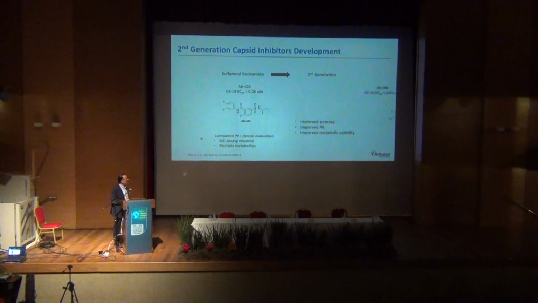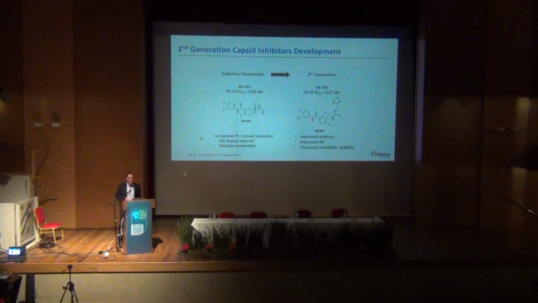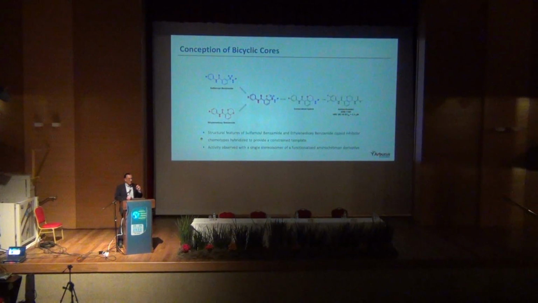And that led to our identification of this molecule, AB506. Now, AB506 was substantially more potent than its predecessor, AB423. Now, how did we come up with this molecule from this molecule? It turns out that there were two screening hits that we identified in the screening. The screening hits were the sulfamyl benzamides and then the ethylene dioxybenzamates shown here.